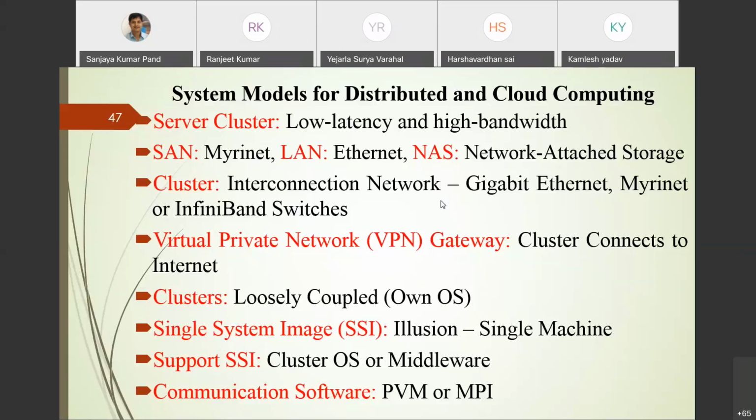What is the illusion? This illusion makes the entire cluster appear as a single system. Practically, it is not a single system, but this feature makes the entire thing behave as a single system, right? And who enables this SSI? Who enables the cluster? We have a middleware.